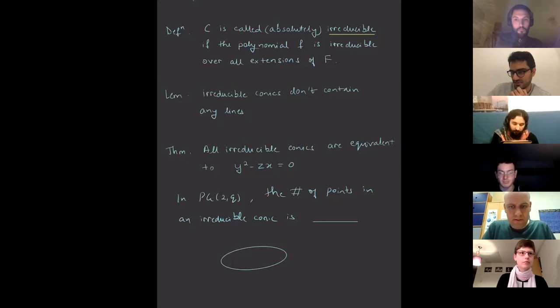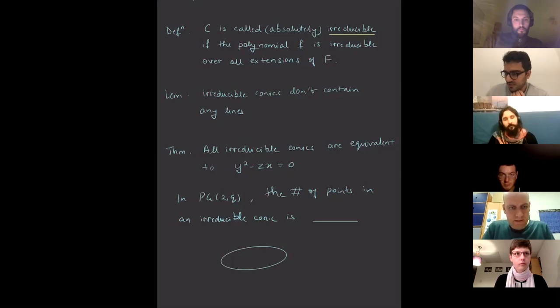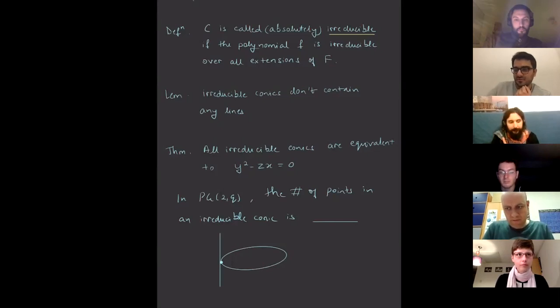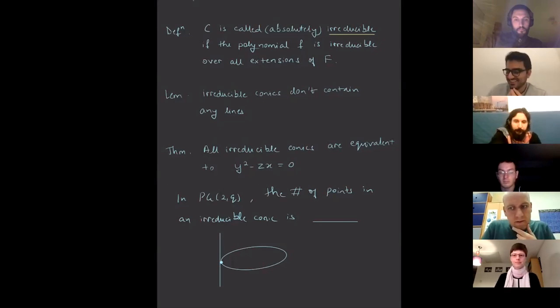Here's an argument which is roughly from the lecture notes. You can show that for any absolutely irreducible conic, if you take any point on this conic or on this hypersurface, then there exists a unique tangent line, so a unique line through that point which meets this conic in exactly one point, this point itself.